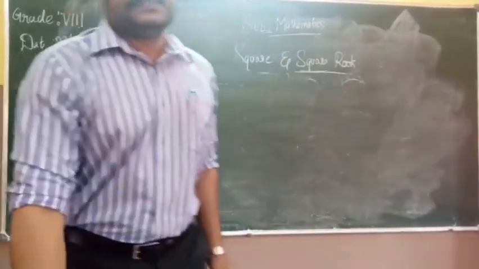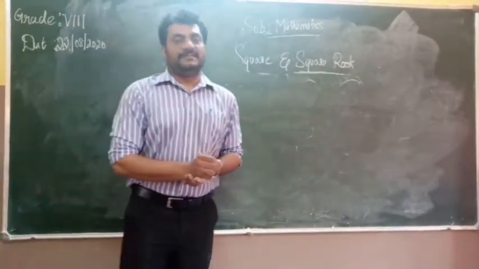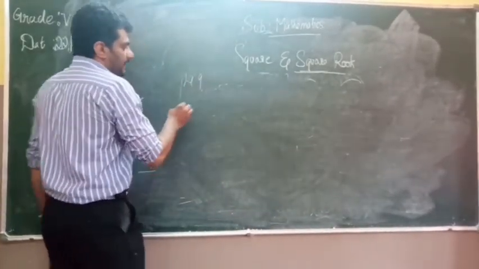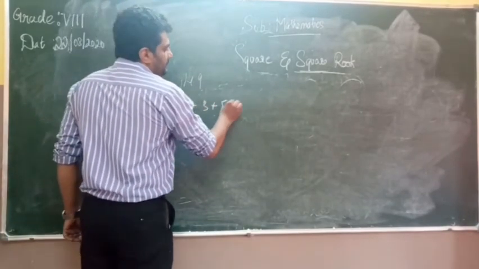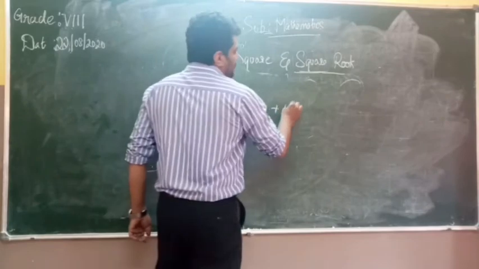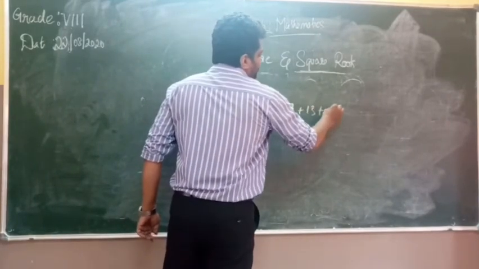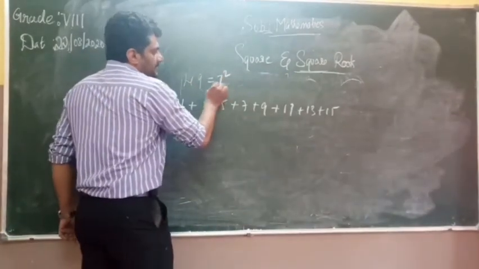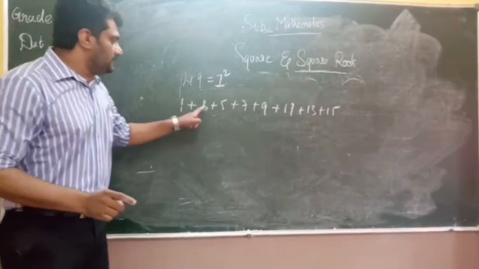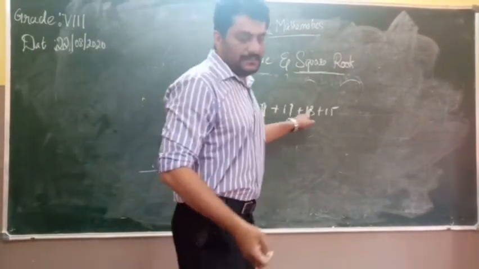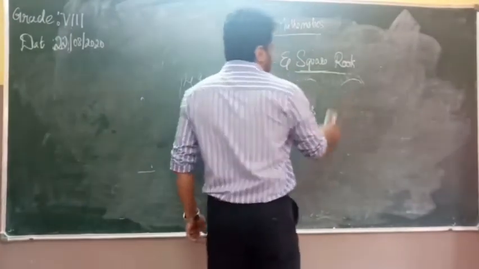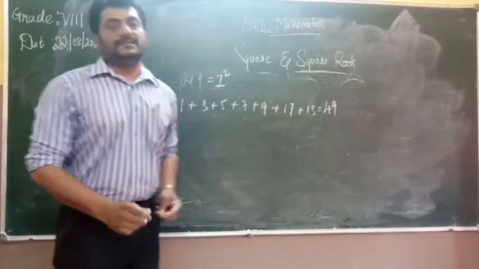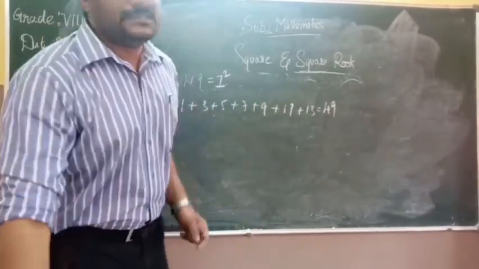Now the next one is the reverse of this. Express 49 as a sum of odd numbers. That means you have to express 49 as 1 plus 3 plus 5 plus 7 plus 9 plus 11 plus 13 plus 15. How many numbers do we have to write? 49 is nothing but 7 square, right? That means we have to use only 7 numbers: 1, 2, 3, 4, 5, 6, 7. So the last number is 13, and the sum is equal to 49. This is how you write the sum of odd numbers using the square concept.